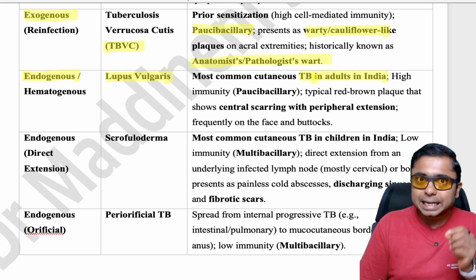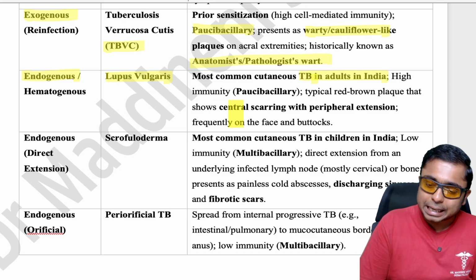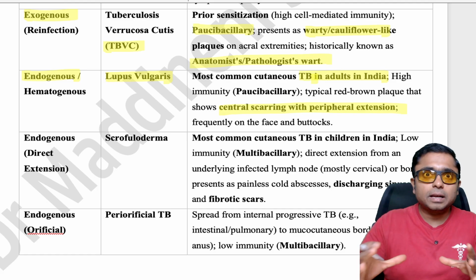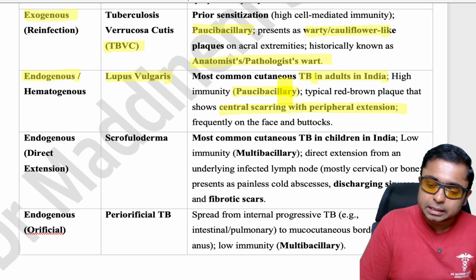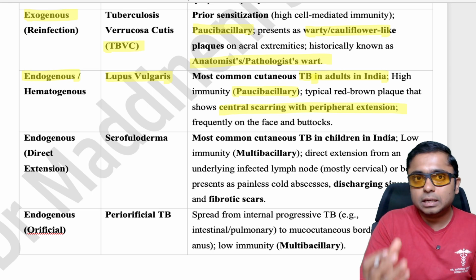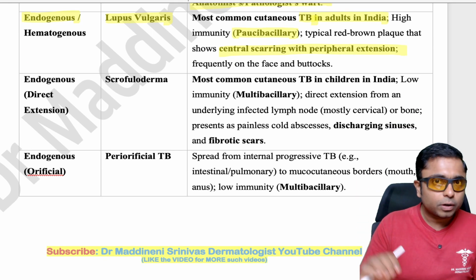Next we have the endogenous variety, which is lupus vulgaris, the most common form of cutaneous tuberculosis in adults in India. It is going to present as an annular lesion which has central scarring, and the periphery is going to show extension, and the lesions are going to be very dry with very few bacilli. So it's a paucibacillary type of cutaneous tuberculosis.